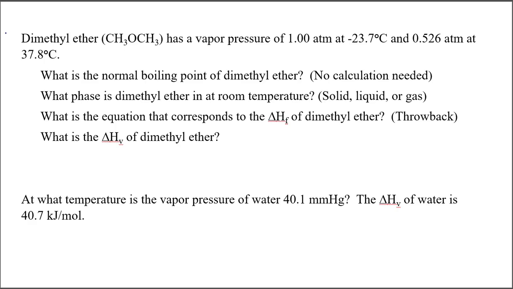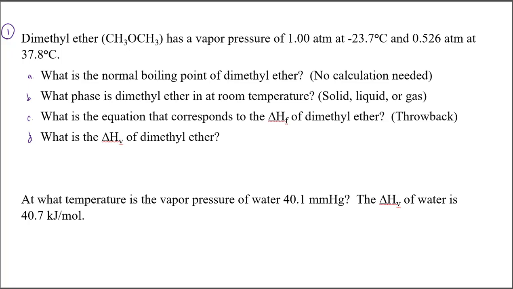So we've got two questions going on here. And question number 1 has many various and sundry parts. For number 1, we're talking about dimethyl ether, which has the molecular formula CH3OCH3. It has a vapor pressure of 1 atmosphere at negative 23.7 degrees Celsius. So that's the amount of gas above the surface of the liquid at negative 23.7 degrees Celsius is 1 atmosphere. And at a vapor pressure of 0.526 atmospheres above the sample, it's 37.8 degrees Celsius. So what is the normal boiling point of dimethyl ether?